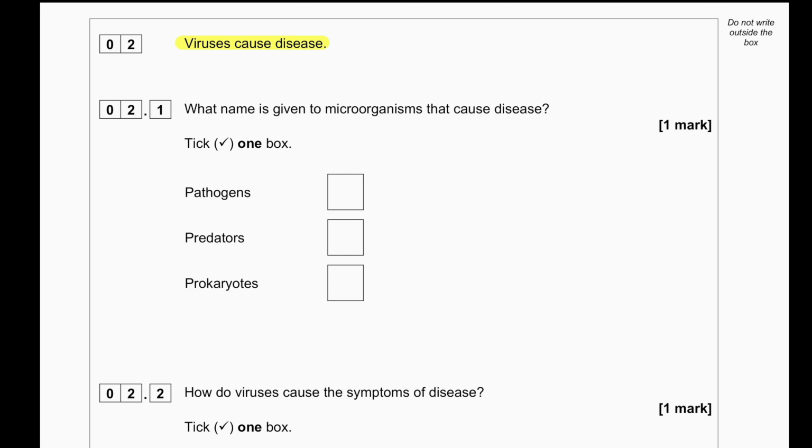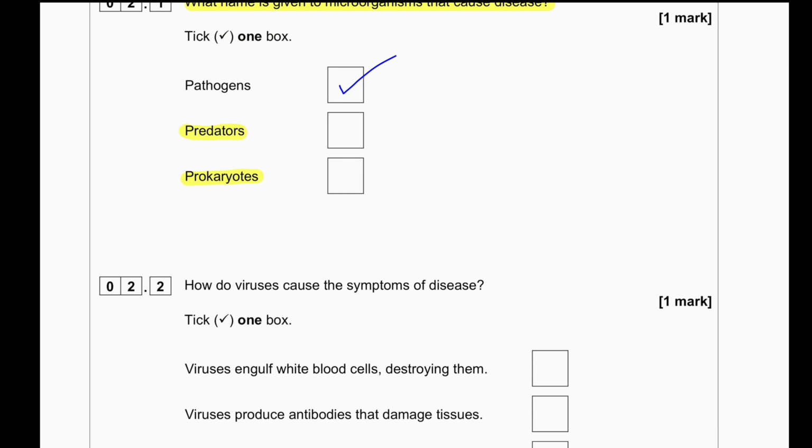Viruses cause disease. What name is given to microorganisms that cause diseases? Microorganisms that cause diseases are called pathogens. Predators are organisms that kill other organisms, and prokaryotes are bacteria. So, those two are not correct responses.